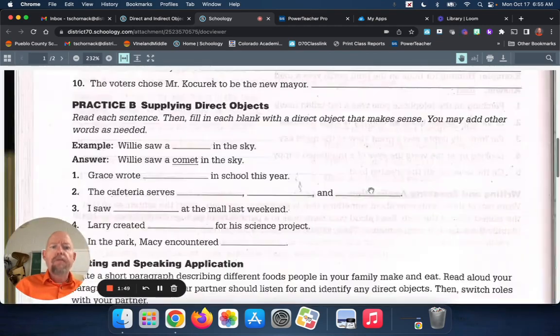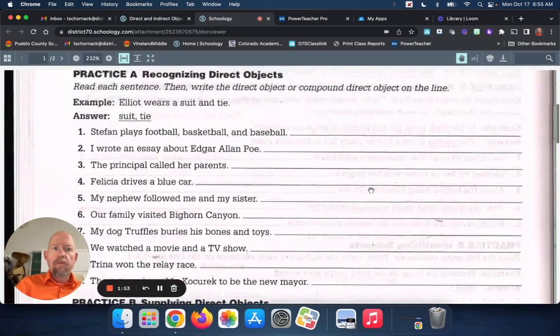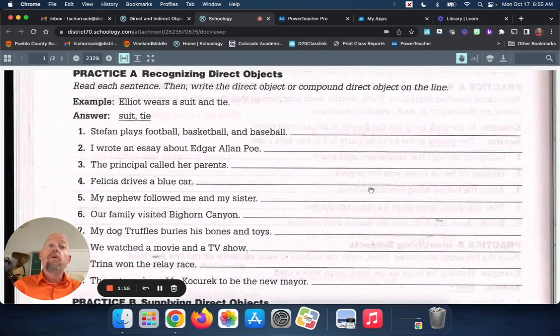So let's start off looking at number 1, and we're going to do number 1 in practice A for direct and indirect objects together. So we're going to read each sentence, then write the direct object. We're going to do it on a sheet of paper. I'll tell you how to number them, and then you'll just write them, and my aides will grade them. So, Stefan plays football, basketball, and baseball.